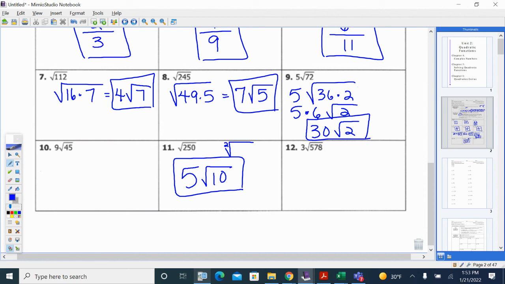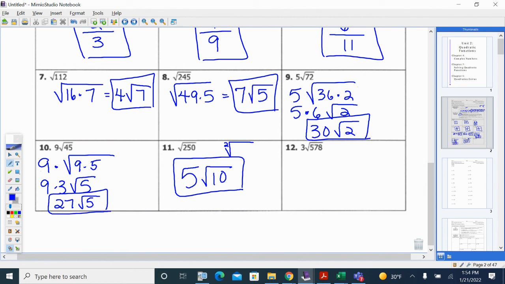Let's look at number 10. Number 10 says 9 times the square root of 45. Now, this one's easily done in my head. 9 times this 45 is going to be 9 times 5. The square root of 9 is 3. 9 times 3 is 27, times the square root of 5. So something like that is easily done in my head.